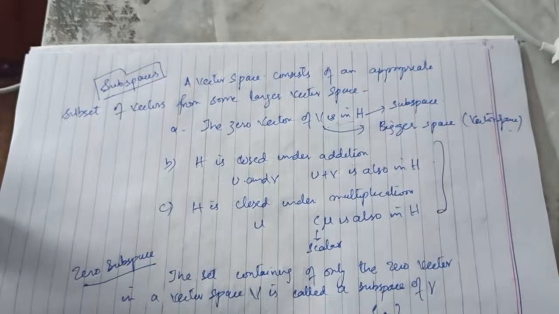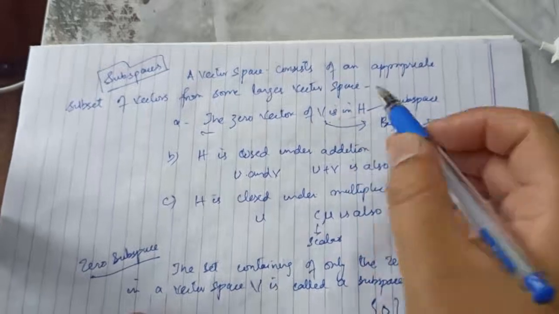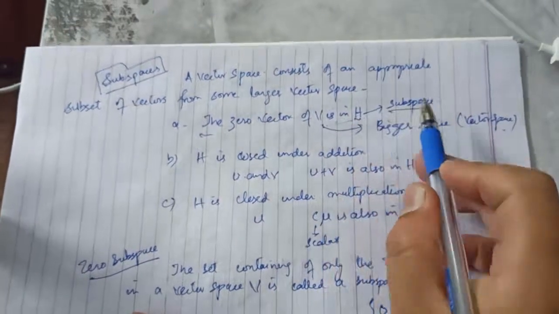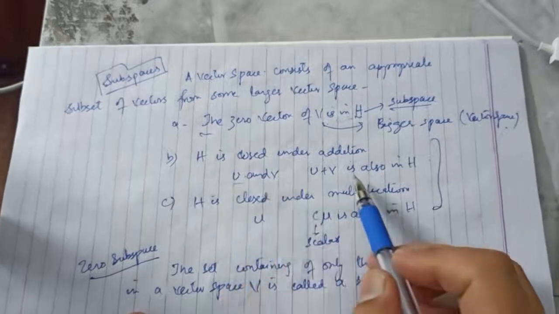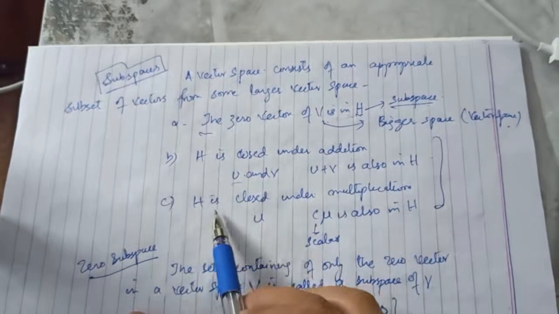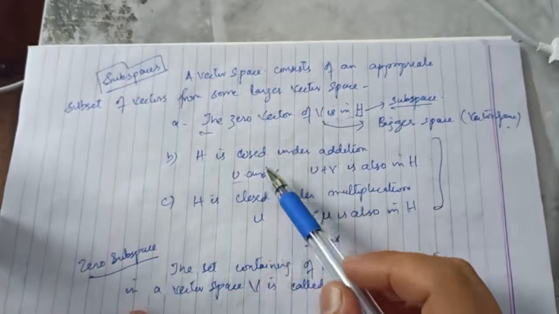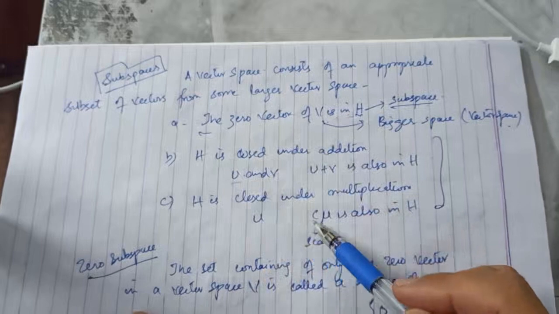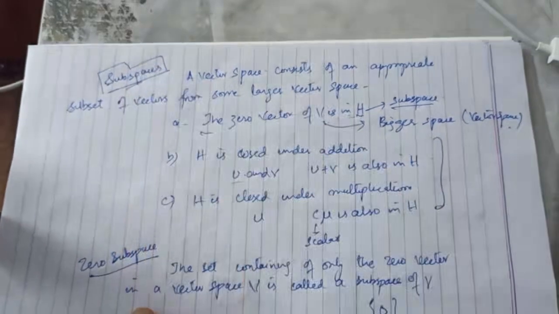Three basic axioms should be included for subspaces. The first one: if we say H is a subspace of some larger vector space V, the zero vector of V should be in H. Second, the subspace must be closed under addition: if there are two vectors u and v in that subspace, their sum should also be in H. Similarly, if there is a vector u and you multiply it by c, the result cu should also be in H. These are the three axioms that the vectors in a subspace should follow, and if those vectors follow these axioms, the vector space formed by these vectors is called a subspace.